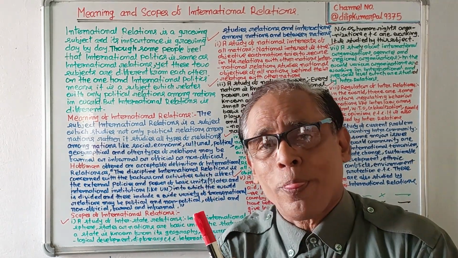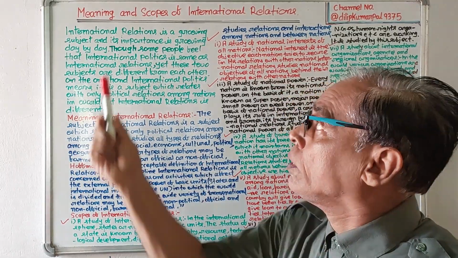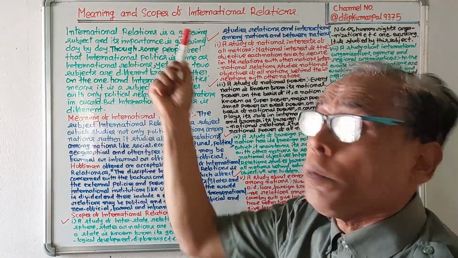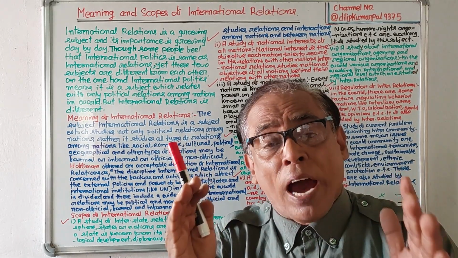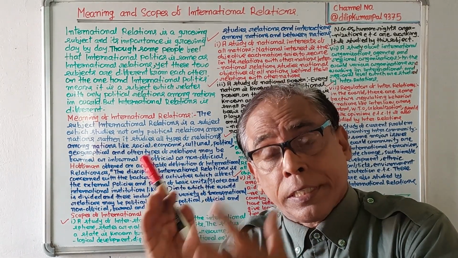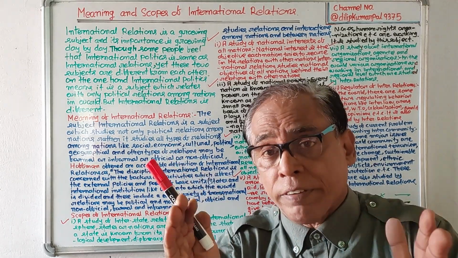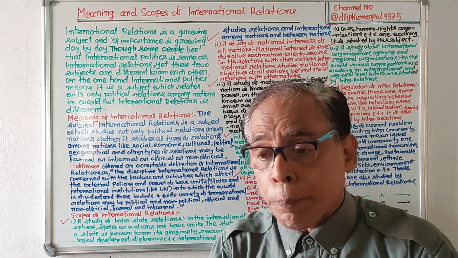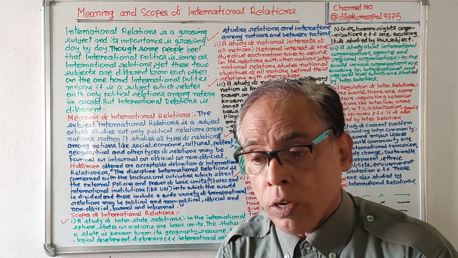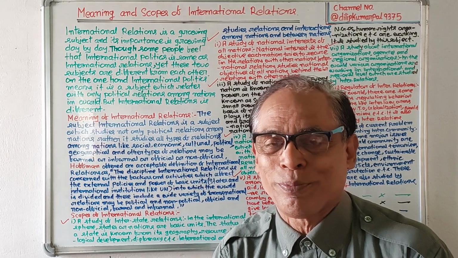I stand before you with a topic: meaning and scopes of international relations. It is found in core paper number 3, core paper number 7 of third semester. And the name of the paper is Perspectives on International Relations.